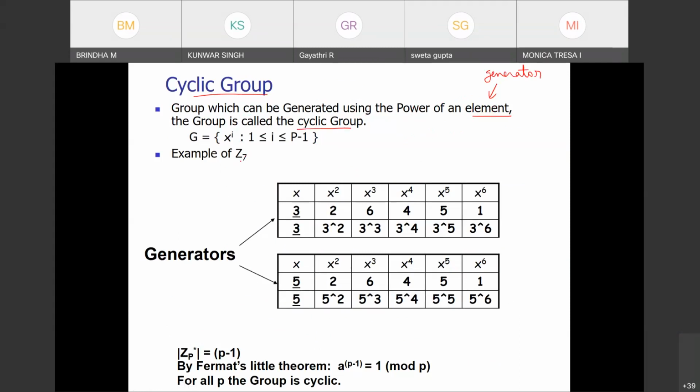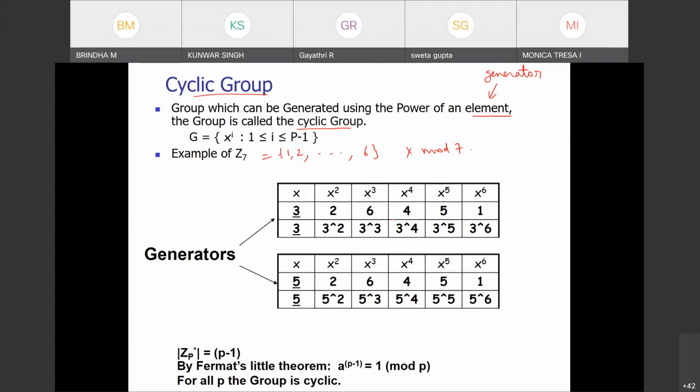You can see the same in the example of Z7. Z7 is 1, 2, 3, 4, 5, 6 with multiply modulo 7. This is a cyclic group. All these elements we can write as powers of 3. So this is 3; 3 square is 9, and 9 modulo 7 is 2. Then 3 cube: 2 into 3 is 6.